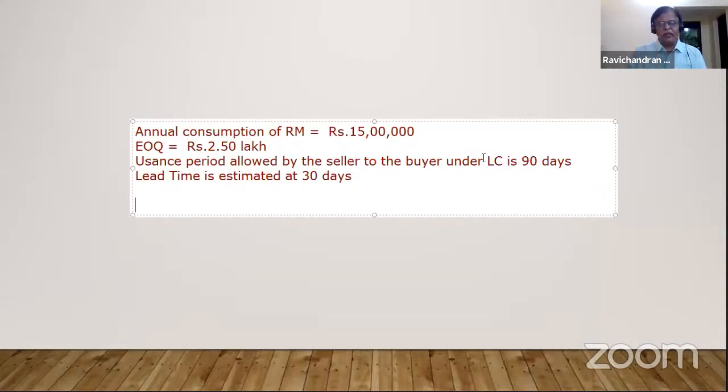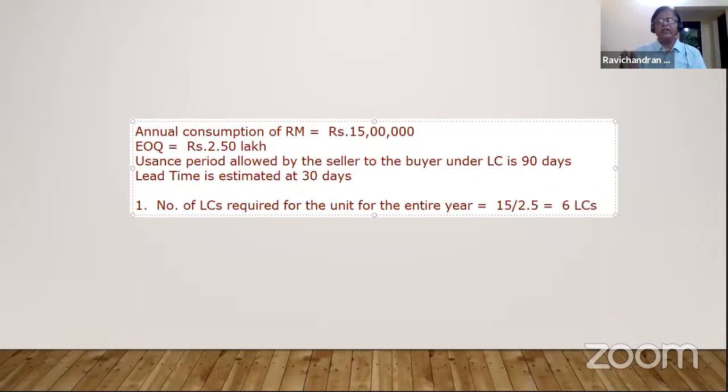There are three steps involved in finding the solution. Number one, find the number of LCs required for the unit for the entire year. Because the economic order quantity is 2.50 lakh and total raw material consumption is estimated at 15 lakhs, 15 lakh divided by 2.50 lakh gives 6 LCs. Six LCs are required in a year. Each LC is 2.50 lakhs, so with 6 LCs a total of 15 lakh worth of raw material can be purchased from the seller.